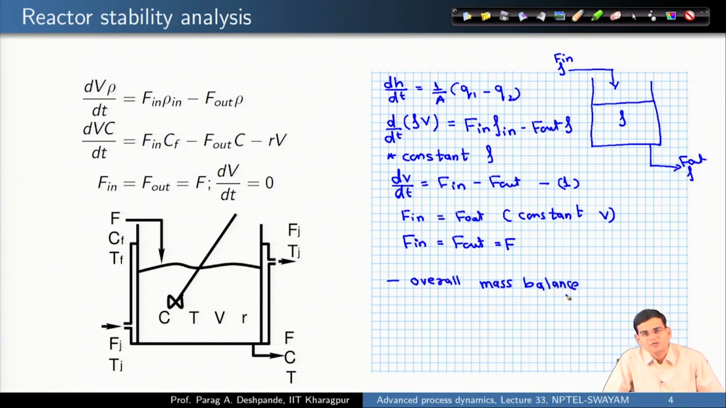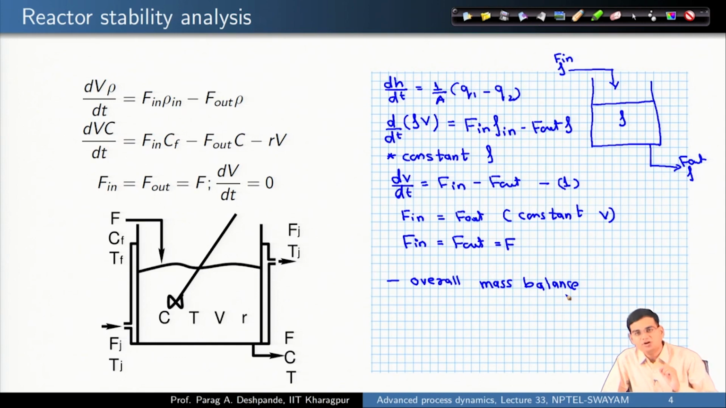It is the result of overall mass balance that we got an idea that the inlet flow rate would be equal to the outlet flow rate. So, therefore, we have changed F in and F out to simply one quantity F, which is the volumetric flow rate of the quantities which are flowing through the system.